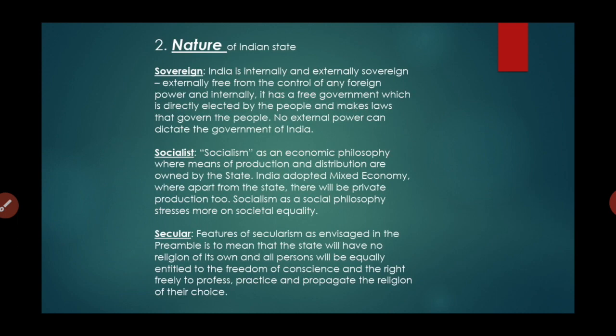Now, nature. As I told you, the 5 words. Which are those 5 words? Sovereign, socialist, secular, democratic, republic. And now let us see what these words actually mean. Now, sovereign. What does sovereign mean? Sovereign means that a country is free from internal and external forces. No one else is going to tell you what you have to do. You are completely free. This is what sovereign means.